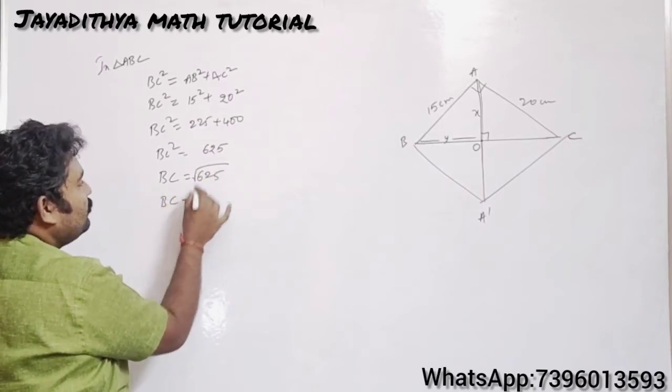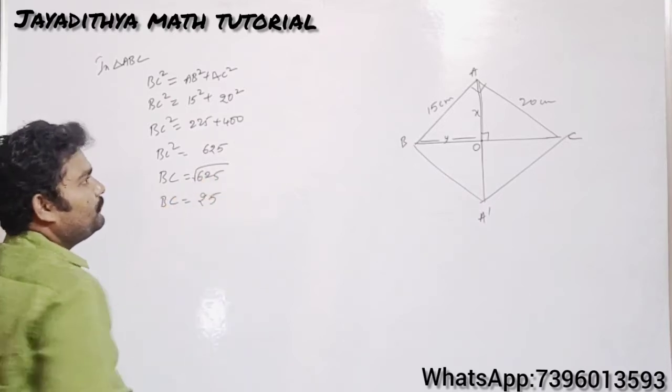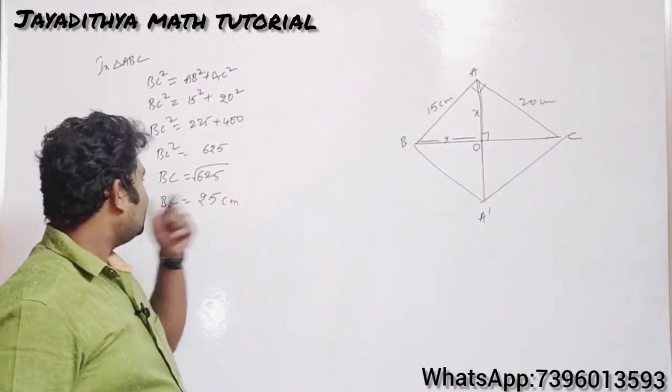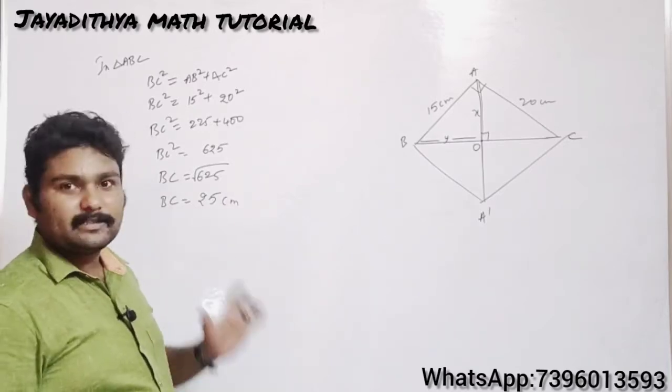And what is BC now? Root over 625 is nothing but 25 now. So now you got the dimension of BC, that is equals to how much? That is 25 centimeters. Clear?